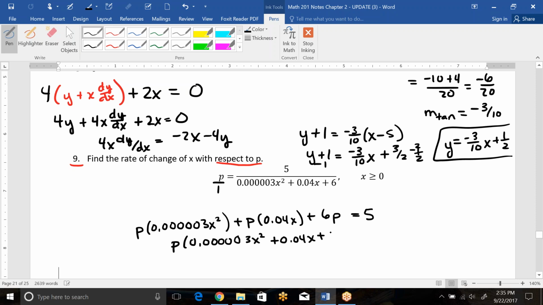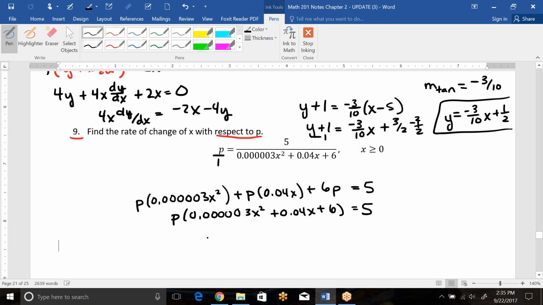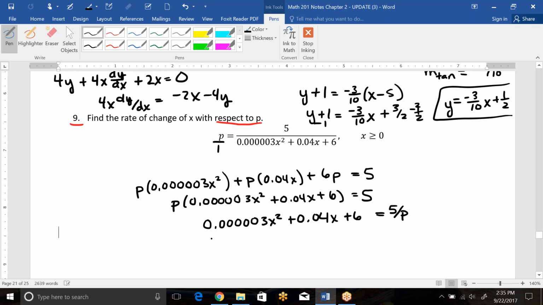So instead of distributing that p to everything, what if we left it out front? Then we can divide it over to the other side. So that would just leave us all of our trinomial right here. And this would be 5 over p. We could then write that as p to the negative 1. So then every term only has one variable. Therefore, we won't have to deal with any product rules.